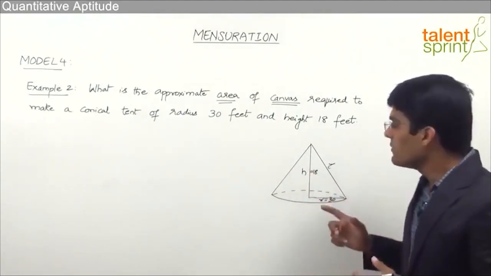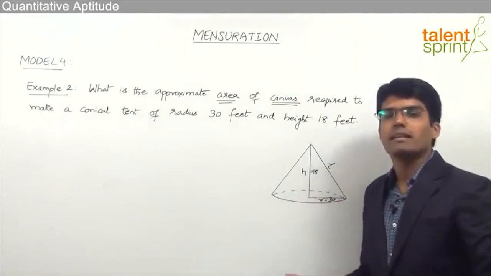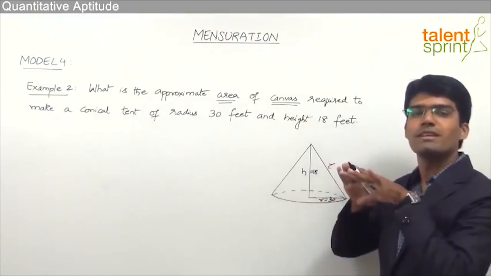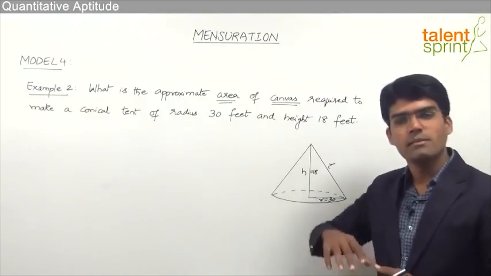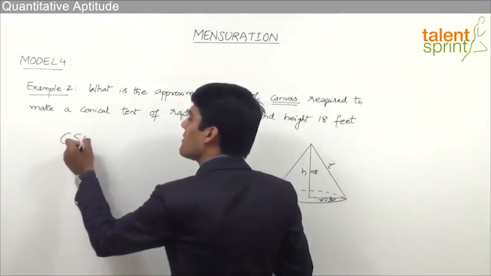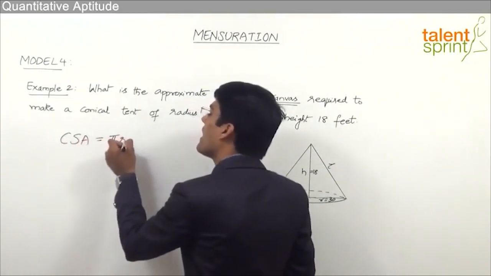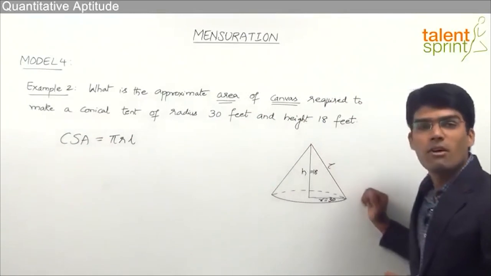Now very clearly, if you observe, when we make a conical tent, the cloth is not required in the base. The cloth is required only for the curved surface or the lateral surface. So here the area of the canvas will be nothing but the curved surface area of the cone, and we know that curved surface area of a cone is equal to pi r L, where r is the radius of the cone and L is the slant length of the cone.